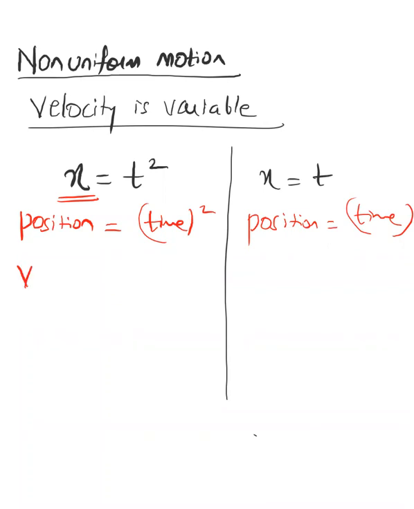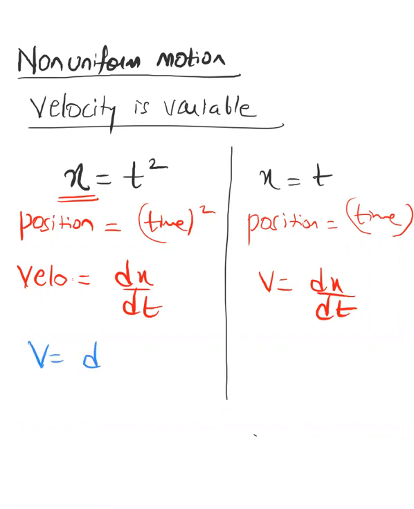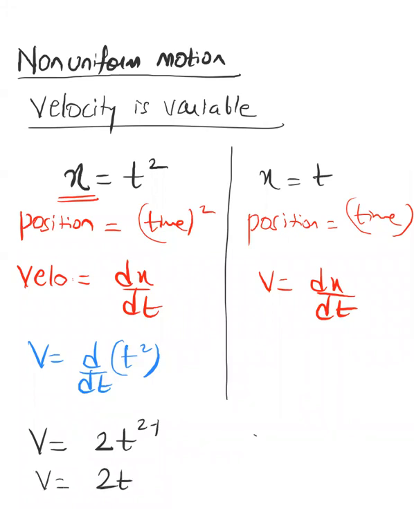If you talk about velocity, it is equal to dx by dt, here also velocity equal to dx by dt. Now v is equal to d by dt of x. X is t square. Now you know the formula for differentiation. I told you before, t square means 2 into t power 2 minus 1. This is the formula. So 2 into t. So velocity is 2t. It means that if you change the time, velocity will also change.